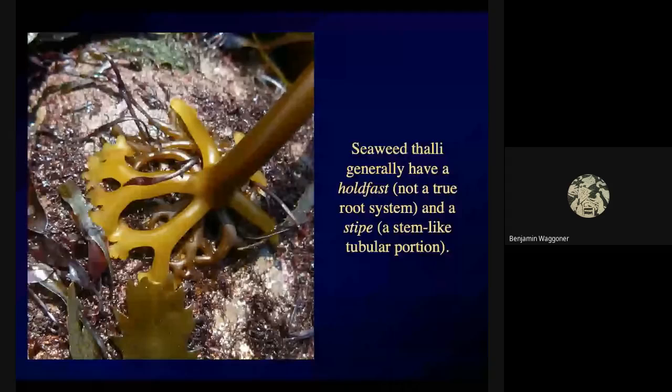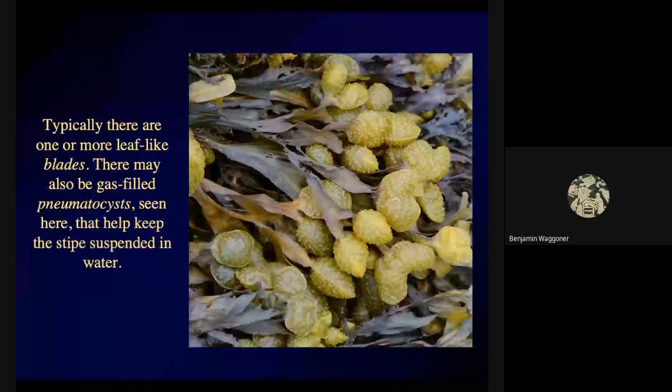That's not a true root system. It's not picking up nutrients and conveying them to the rest of the seaweed. It's just there to grab onto the bottom, to grab onto whatever the seaweed is attached to. So the stipe will often branch into one or more blades. The blades may bear pneumatocysts. That's gas-filled bladders that'll help the thing stay upright in water. So all those spiky things right there, that's just gas bladders.